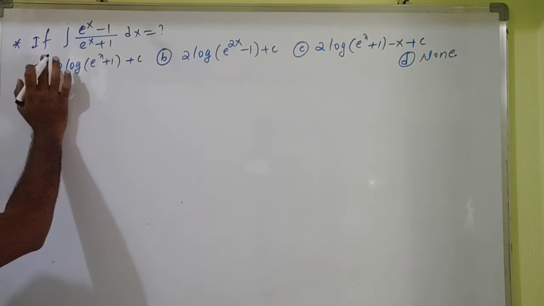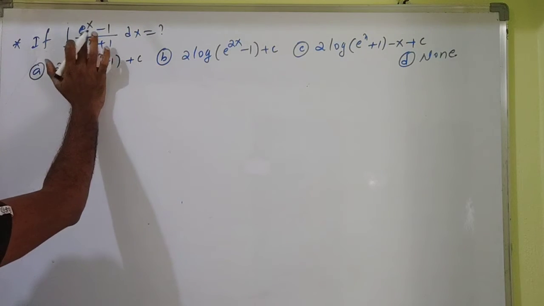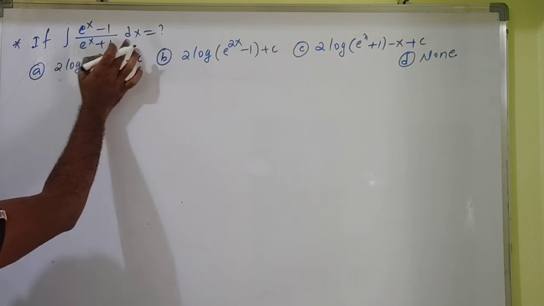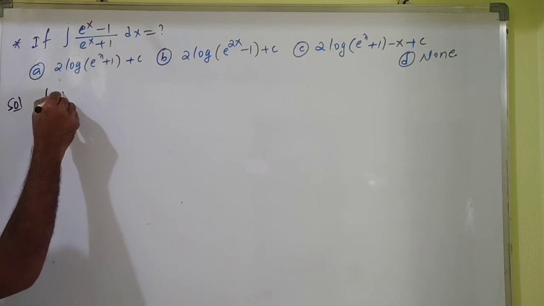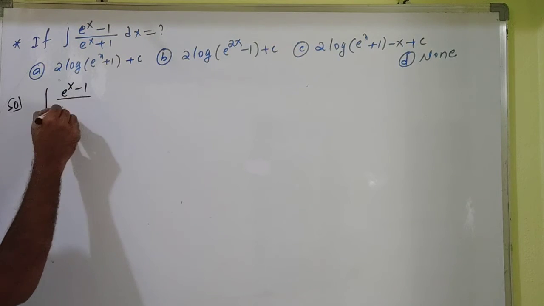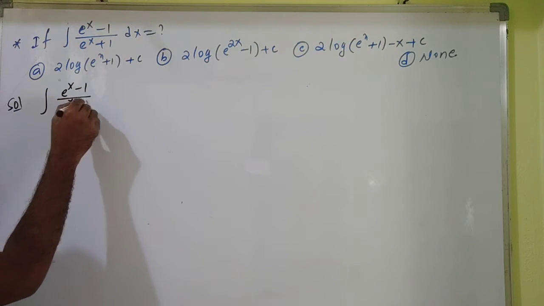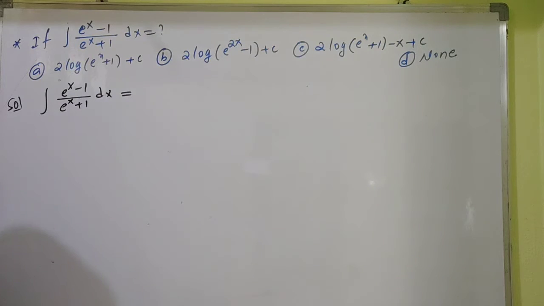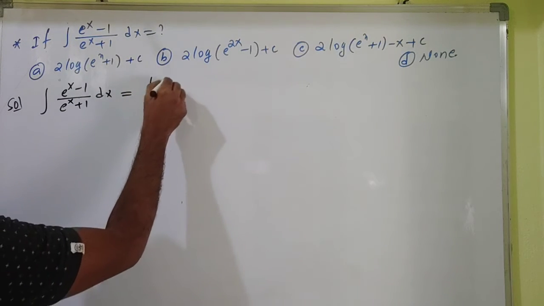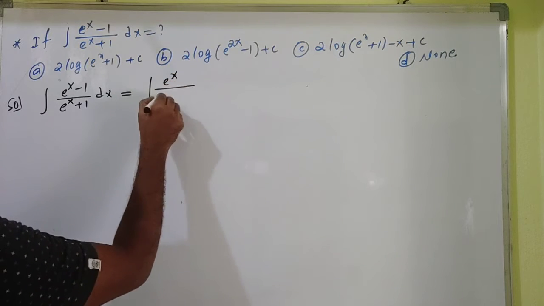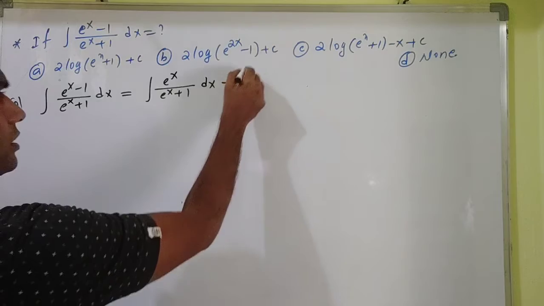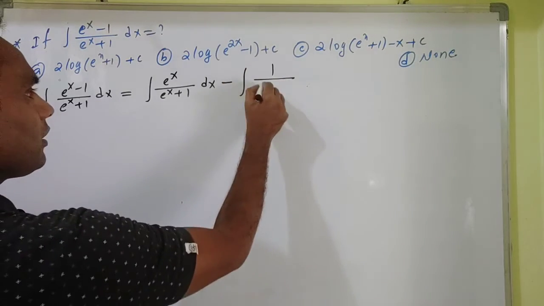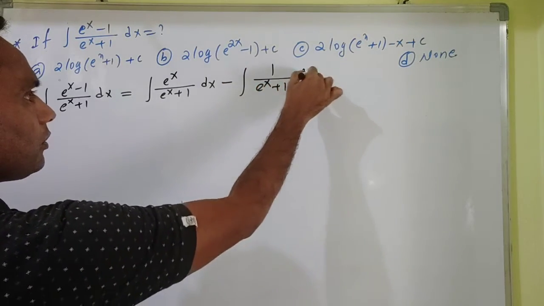Now, what is the integration of (e^x minus 1) by (e^x plus 1) dx? Given the integration of (e^x minus 1) by (e^x plus 1) dx. First, split it like this: e^x by (e^x plus 1) dx, minus 1 by (e^x plus 1) dx.